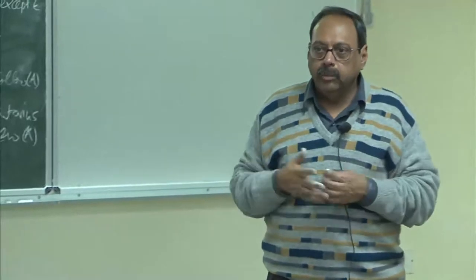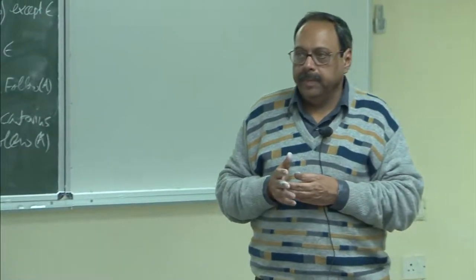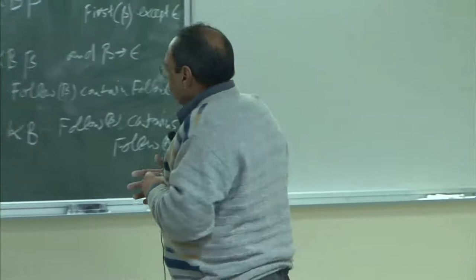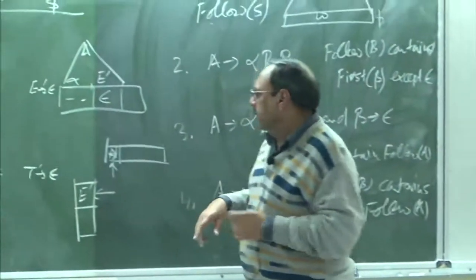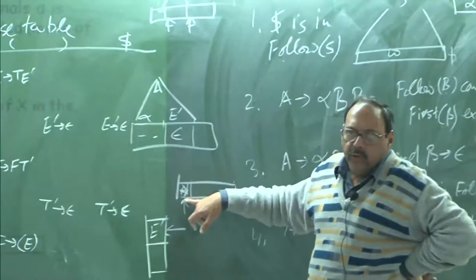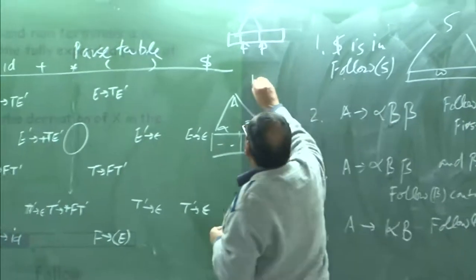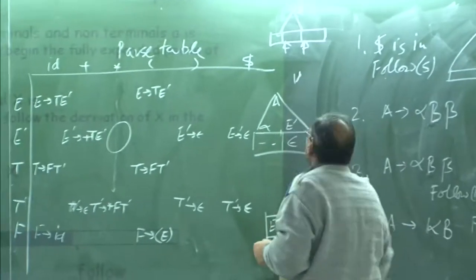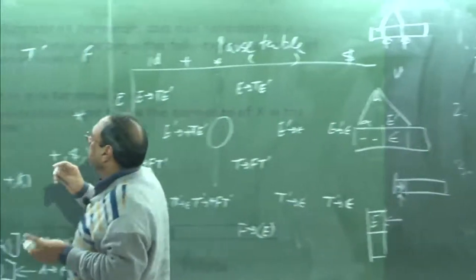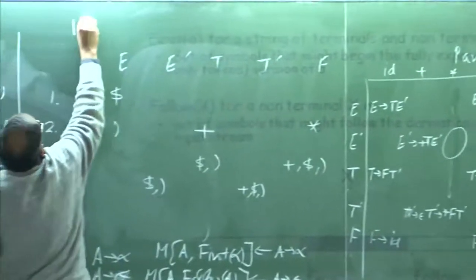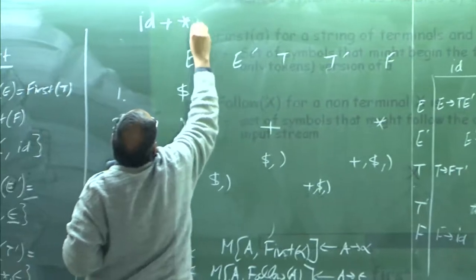So how do I manipulate? First attempt, okay? Suppose I say I know that this input is incorrect. Look at this. Suppose I'm trying to parse, let me clear up a little more space. Suppose I'm trying to parse ID plus star ID.